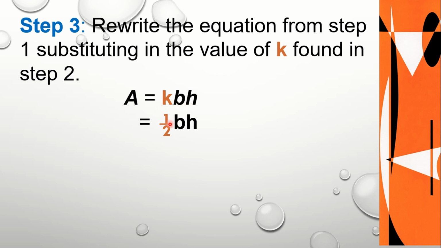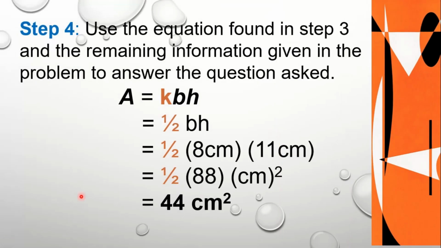The value of K is 1/2 times B times H. So we use now the equation in solving the remaining information given in the problem to answer the question asked. So we substitute the value of k, 1/2 times b times the height. So 1/2 times the new value of base, 8 centimeter, and for the height, 11 centimeter. So we have 1/2, and then 8 times 11 is equal to 88 centimeter square. So 1/2 times 88 is equal to 44 centimeter square.